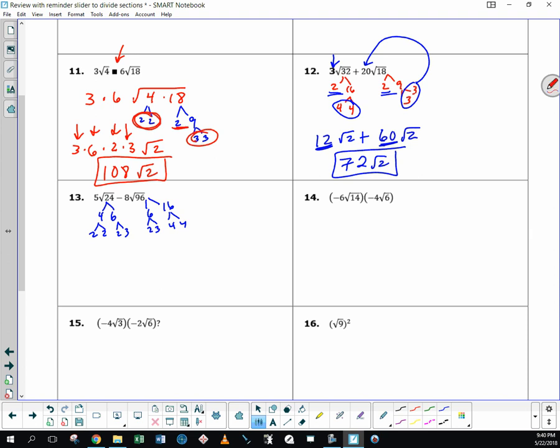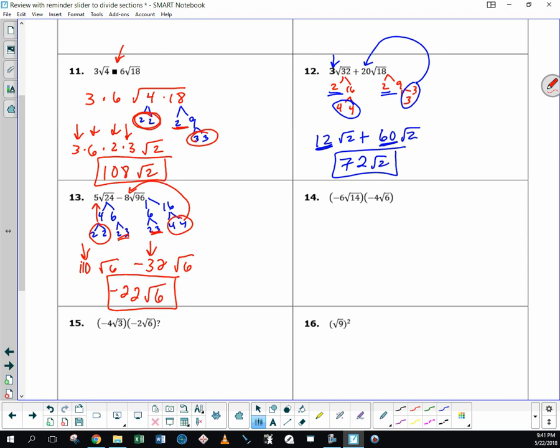So I take a look at 24. I see that I can bring out a 2. 5 times 2 is 10. I've got the square root of 6 left over, which is 2 times 3. Here I've got a group of 4. 4 times 8 is going to be 32. And I've got the square root of 6 left. So now I'm just going to combine like terms. So 10 minus 32 is going to be a negative 22 square root of 6. And we're done.